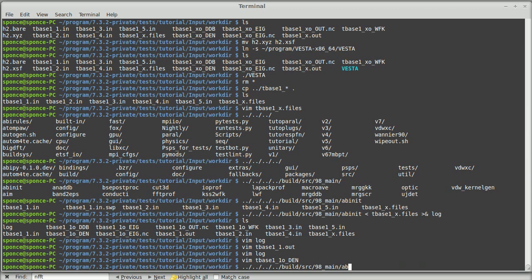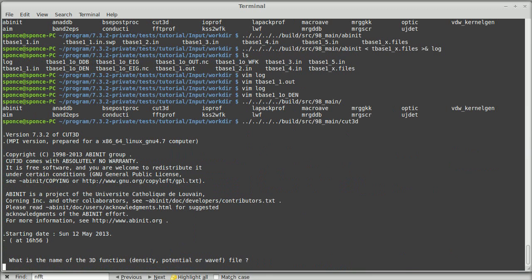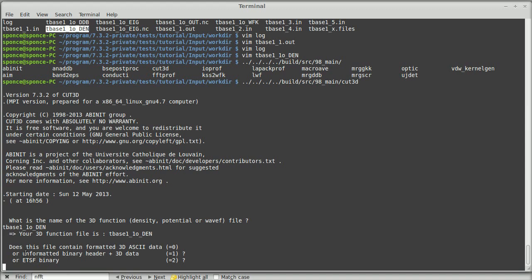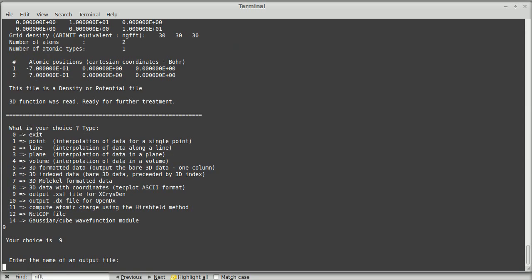In the main directory you have a tool called Cut3D, and you can run it, and it will tell you that you can provide either a density, a potential, or a wave function file. So I will give it a density file, and then I tell it it's an unformatted binary file, so I put 1, and then I can choose the type of output file I want. In my case I want an XSF file, so I put 9. That is useful to then use with another software, and I will call it h2.xsf.